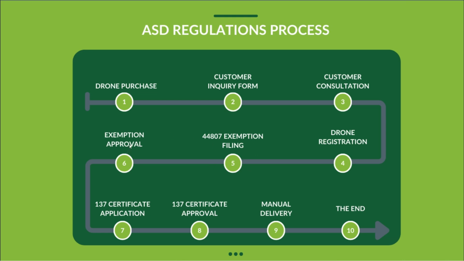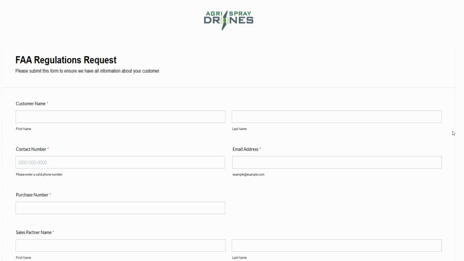Once that exemption is approved after a certain amount of time, we then go to the 137 application. Once that's approved, we deliver the manuals, and then we're at the end. In this portion, we're going to talk just about that 44807 exemption filing and a little bit of what to expect with that. So moving on here, this is what the regulations request looks like.